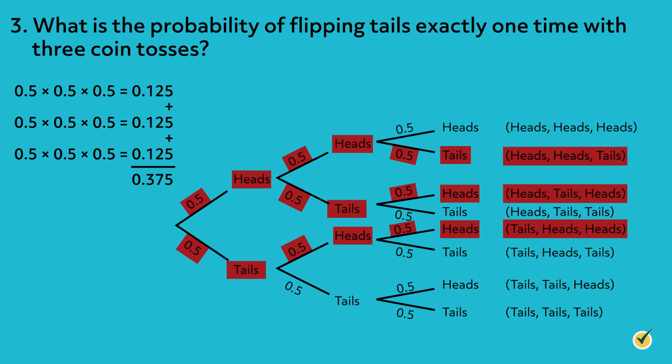So the probability of flipping tails exactly 1 time with 3 coin flips is 0.375. Nice work! Tree diagrams aren't only used in the math classroom. They're used all the time in the real world.